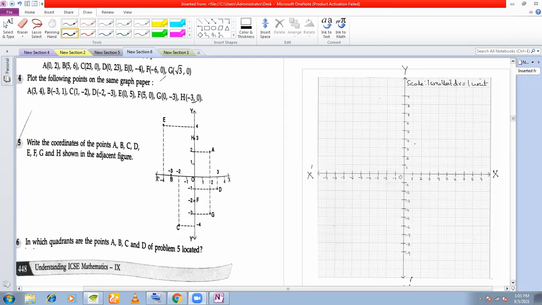Fine. Plot the following points on the graph. Now let's see the question. First point here is A (3, 4). So how will you plot A (3, 4)? From the origin, move three units here, and then move vertically 4 units. So this is your point, right?